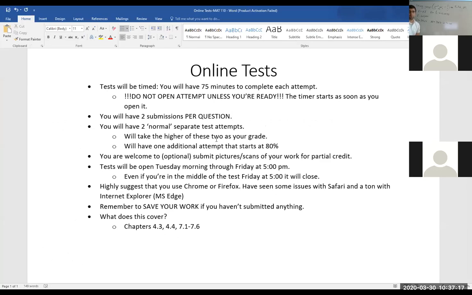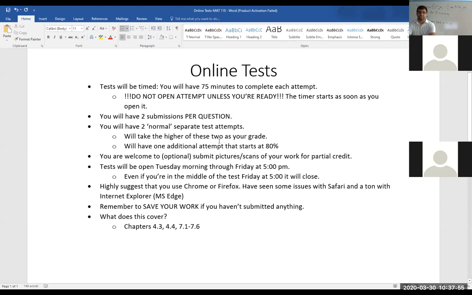The test will open Tuesday morning, and it will be available through Friday at 5 p.m. With that, even if you're in the middle of a test on Friday at 5, it will close. So don't start a test at 4:50 and then be surprised when it closes itself on that Friday. You can do it any time of the day before then, so just make sure you do it before then.